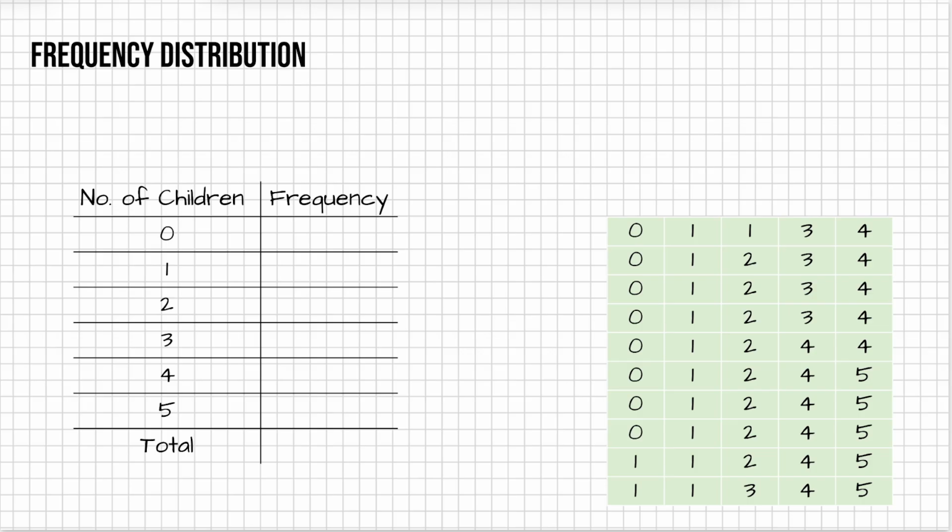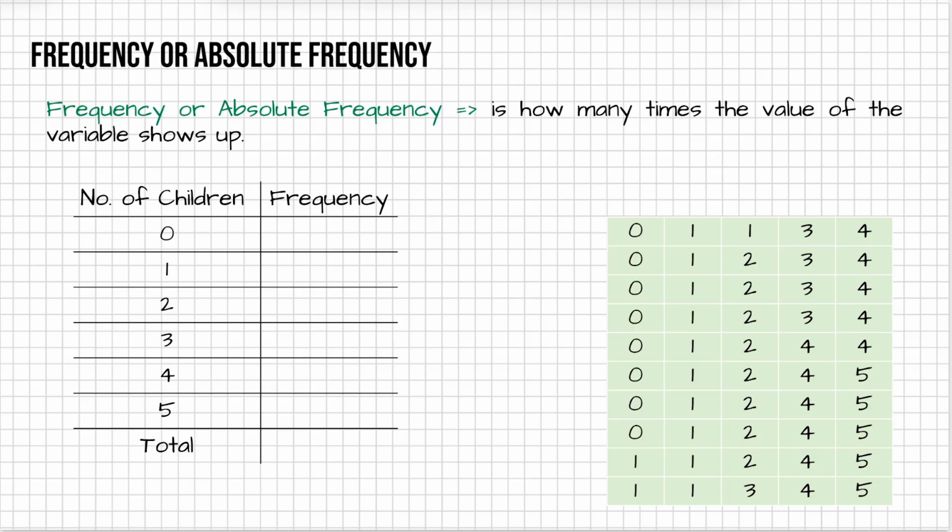In the first column, we always put the variable, in this case, number of children, and its possible values. And in the second column, we'll fill in the frequency. What is frequency? Some textbooks call it just frequency. Others call it absolute frequency. It is the same thing. Frequency is how many times a value shows up in our data. So we need to count. How many times does 0 show up? How many times does 1 show up? And so on, all the way up to 5.